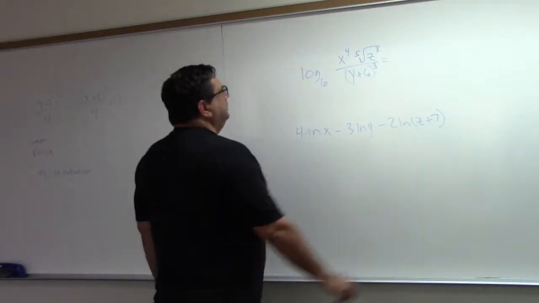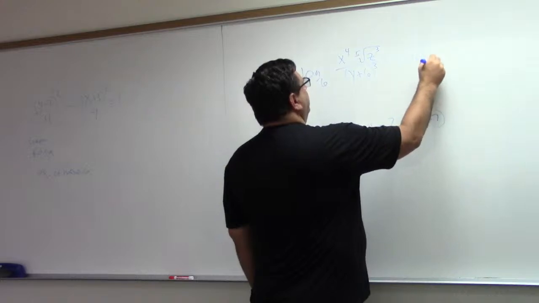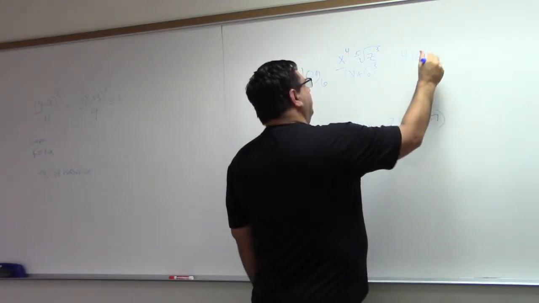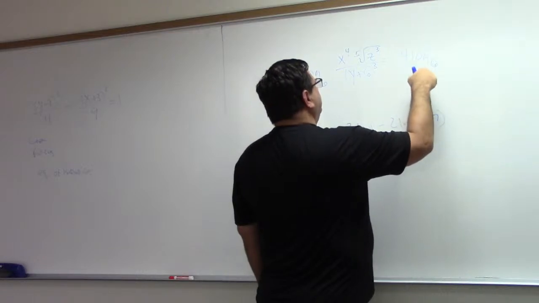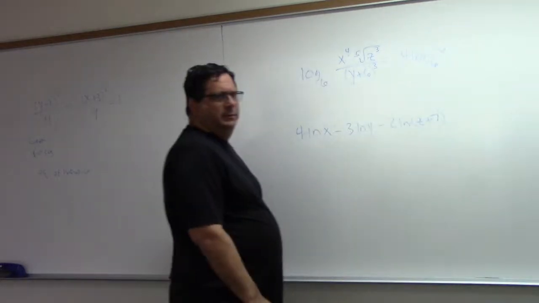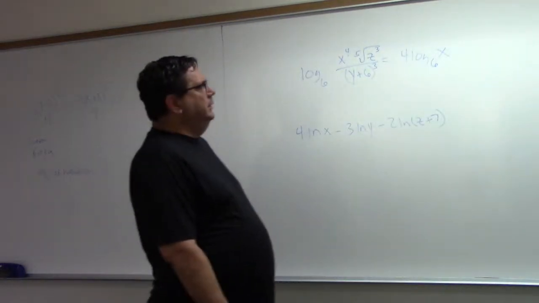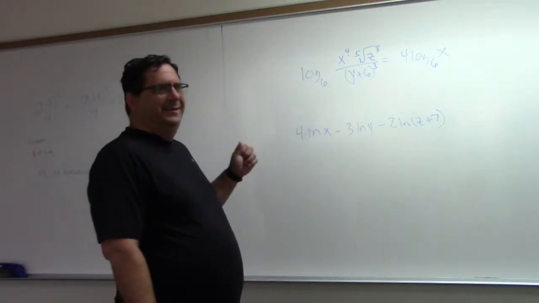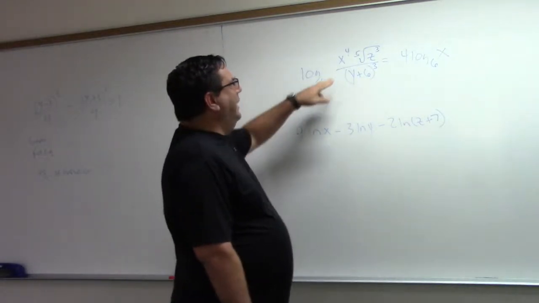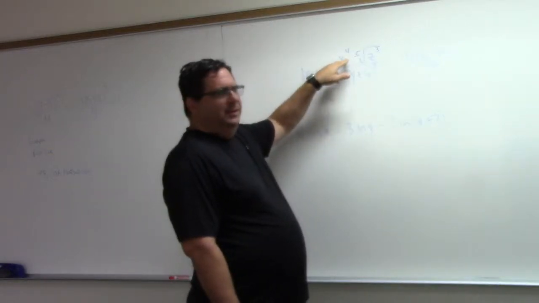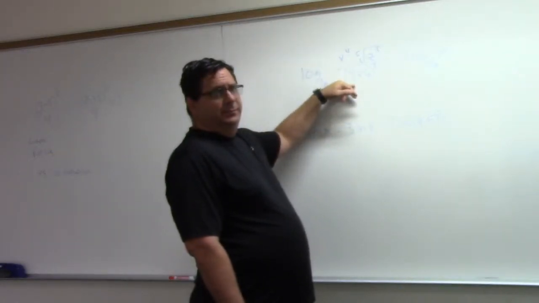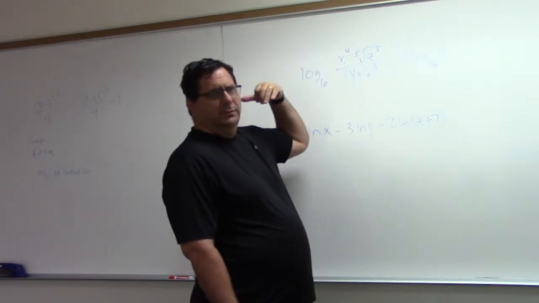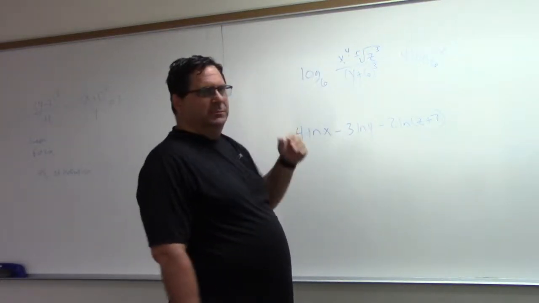Here we go. Log base 6 of 4, log base 6 of 4, log base 6 of x. Do we agree? Lee, you disagree on that already? No, I'm just saying, I guess. So everything on top is going to get a plus sign. Everything on the bottom is going to get a minus sign. And if there are any exponents, they're going to come out to the front. Okay, that's the rule.